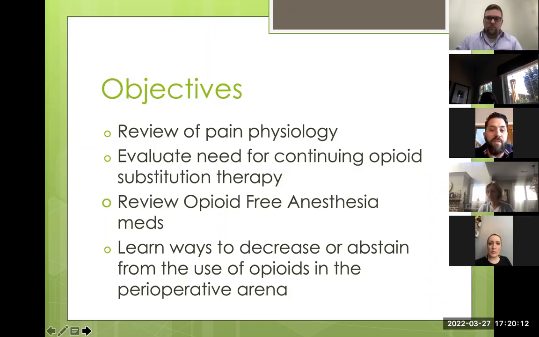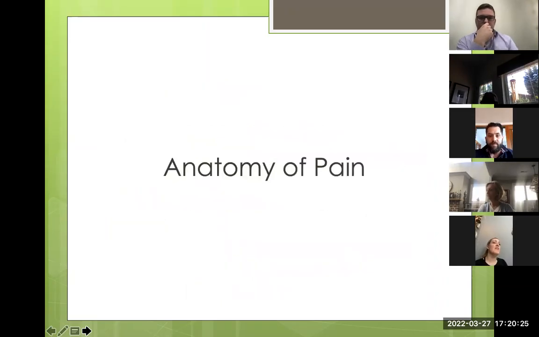We're going to look over the different medications that we use in opiate-free anesthesia. And hopefully you guys will learn some ways to decrease or abstain from the use of opiates in the perioperative arena. Next slide. So, anatomy of pain.